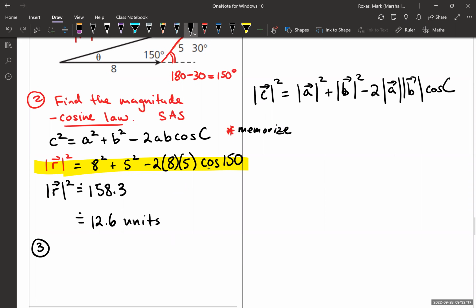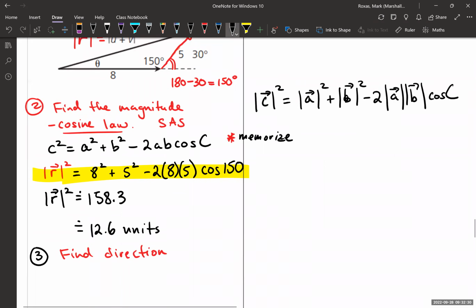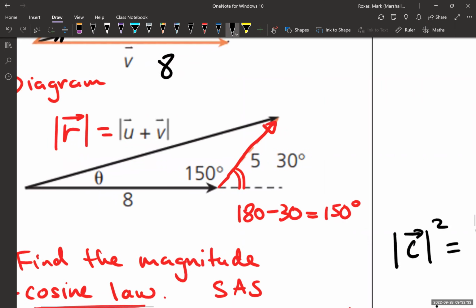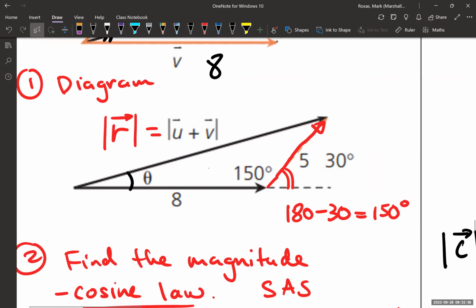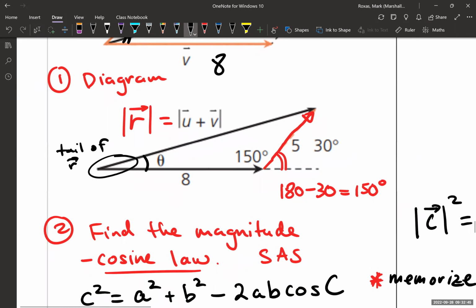So there's our magnitude. Step 3, find the direction. So I'm going to go back to my diagram and locate where I'm going to put this angle. Well, it's already there. Angle theta is at the tail of my resultant again. At the tail of the resultant. Okay, that's where I want theta to be.